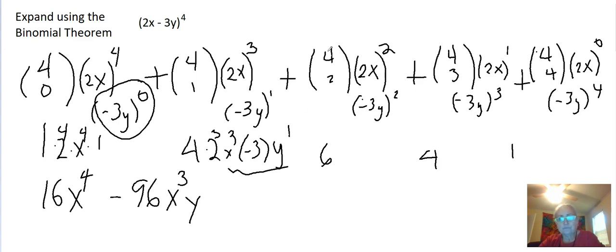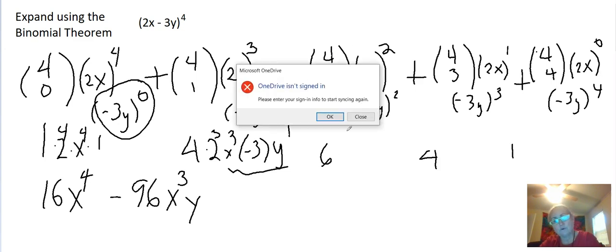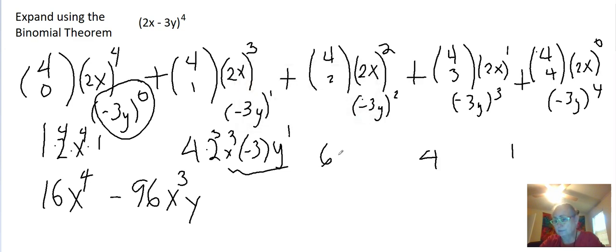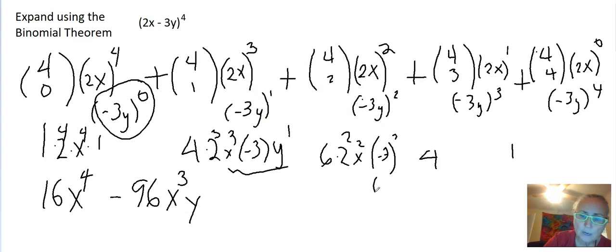All right, third term. 4 choose 2. We found that to be 6, either by formula or by Pascal's triangle. 2 to the 2, x to the 2. So 2 to the 2, x to the 2. And then negative 3 to the 2, and y to the 2. This base is negative. It has to be in parentheses.